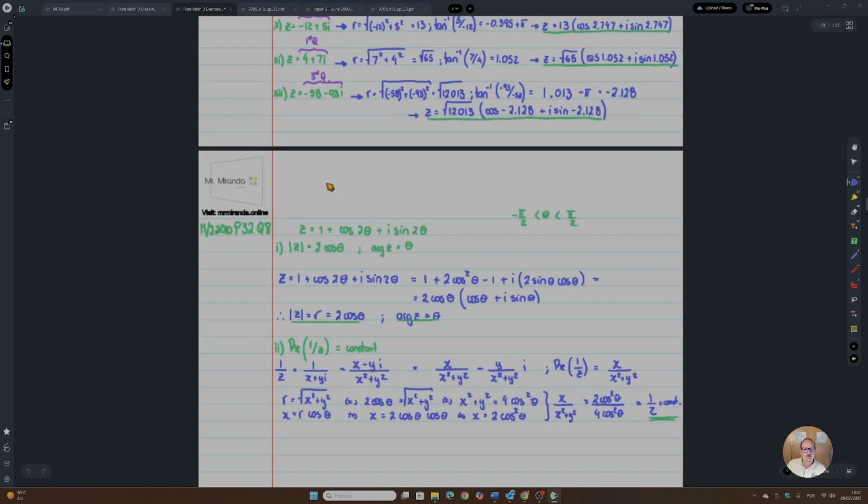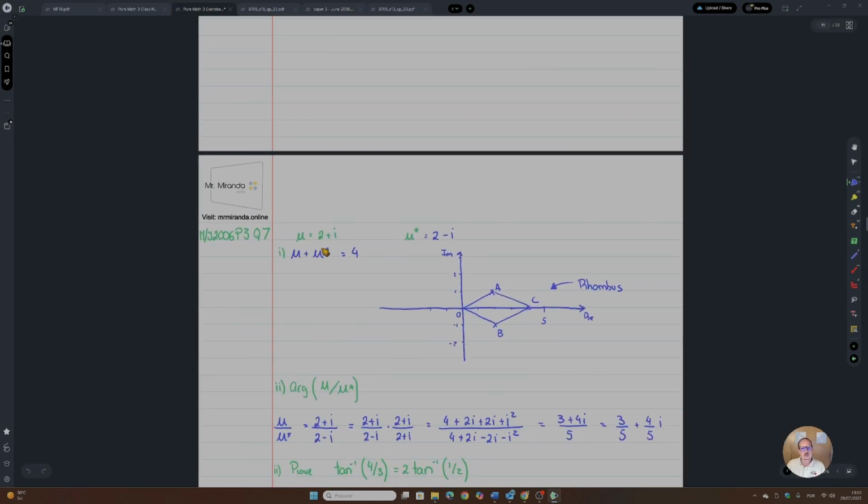All right, so what do you have here? You have u, 2 plus i. The complex conjugate is 2 minus i. u plus u star is always just twice the real part, so that's just 4. And the origin is 0, 0, so let's go. Origin, A is 2 plus i, B is 2 minus i, and C is u plus u star. That's 4. What is this? This is just a rhombus.